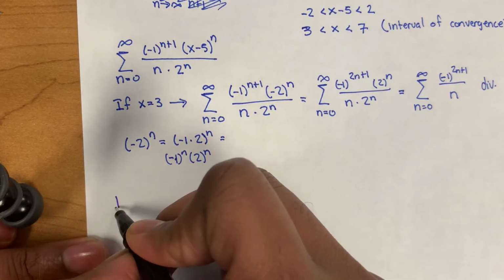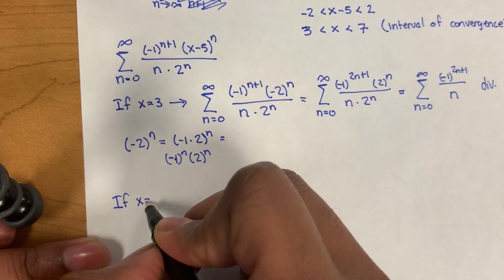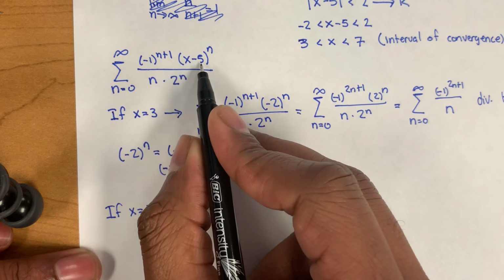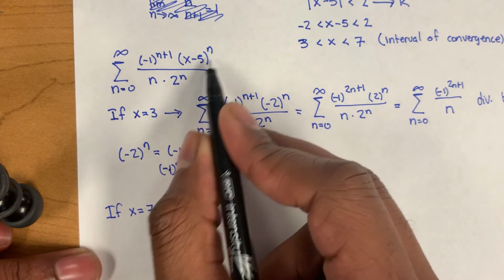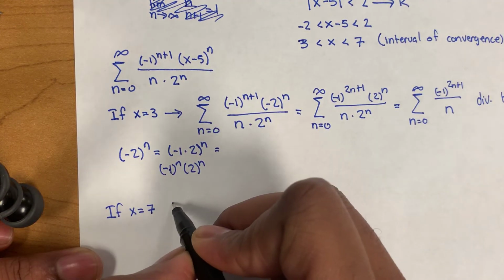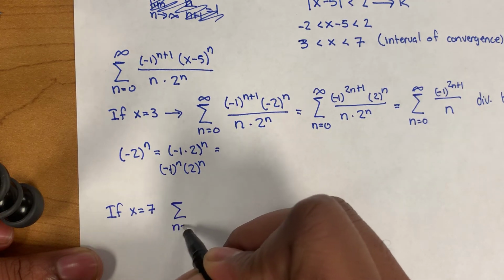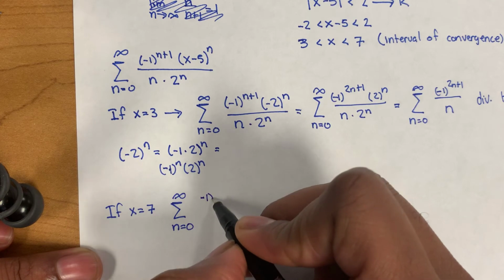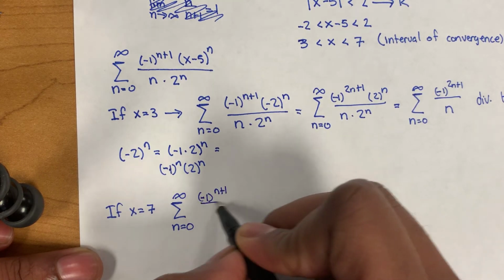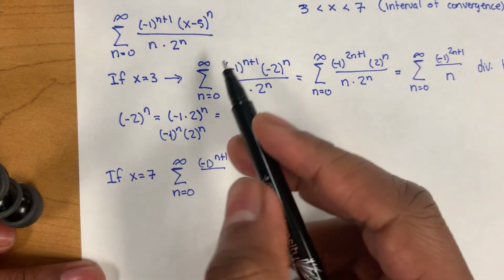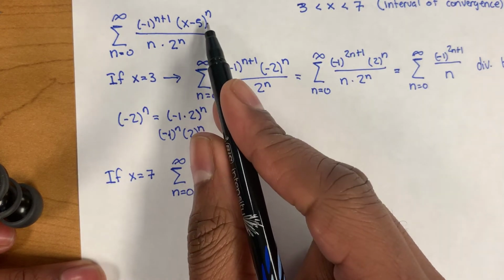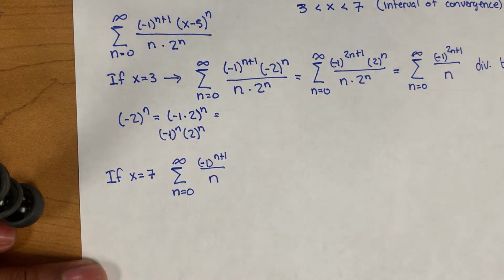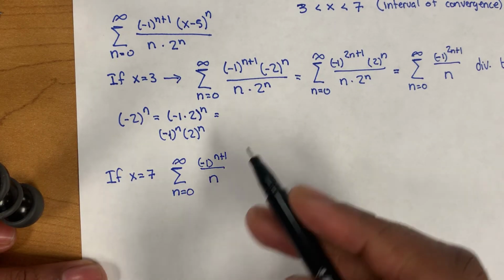The second case is if x equals 7. If x equals 7, this is going to be 7 minus 5, which is 2. So we're going to have 2^n over 2^n. To save some steps, we're going to have the sum from n equals 0 to infinity of just (-1)^(n+1) over, again, if this is 2^n on the bottom, the 2^n also cancels. So we have (-1)^(n+1) over n.